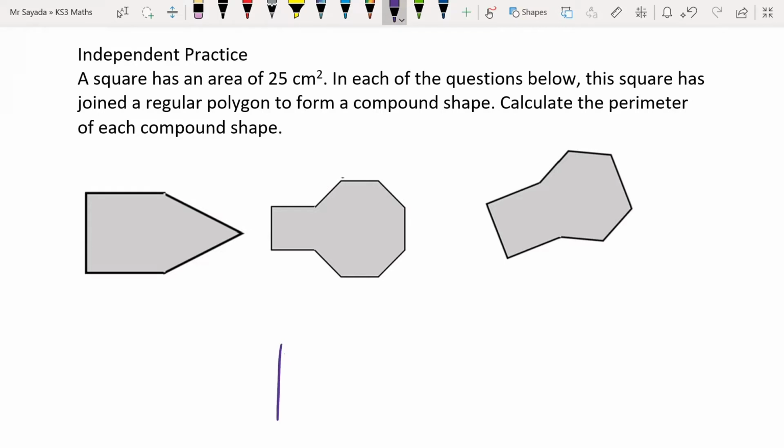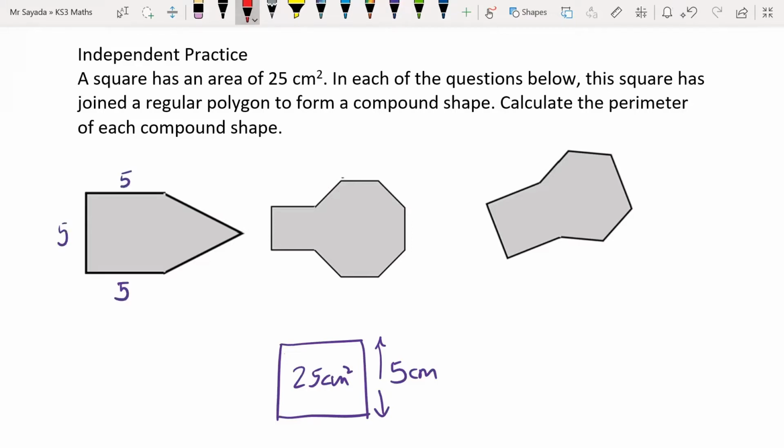So if the square has an area of 25 centimeters squared, that means that the length of the square in each of these questions is 5 centimeters. So that means for the first shape, this is 5, this is 5, and this is 5. And also because of this shared side, which is the same as the sides of the square and the sides of the triangle, that means that I also have 5 here and 5 here. So altogether that's 5 sides, each of length 5, 25 centimeters.